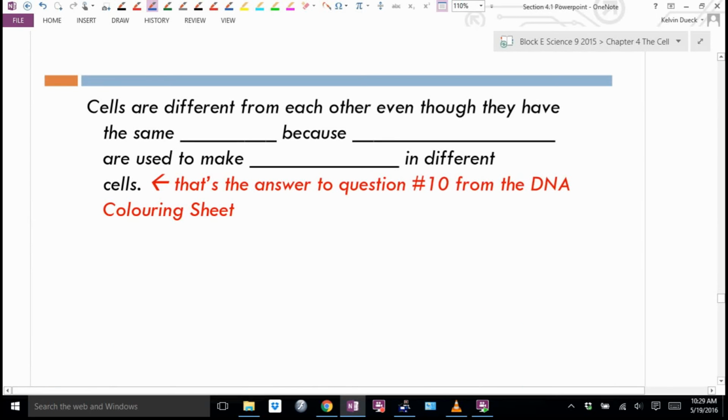Cells are different from each other, even though they have the same DNA. Again, your heart cell has the same exact DNA as your lung cell, as your hair cell, as your skin cell, as your fingernail cell, as your whatever cell. Why? Because different genes are used to make different proteins in different cells.